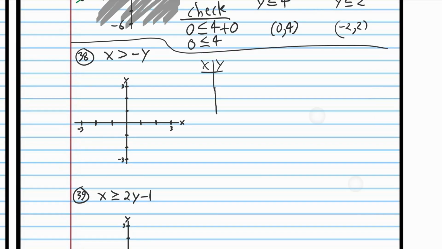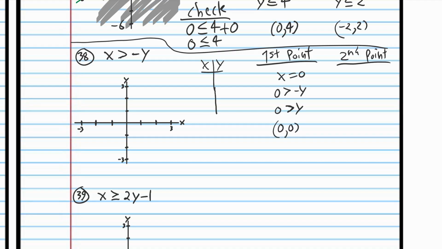So again, we're just going to pick 2 points, and I'm going to let x be 0. Then 0 is greater than negative y, and divide both sides by negative 1, and you get 0 is equal to y. So that point is 0, 0. And now I'm going to try x is equal to 1. Then you get 1 is greater than negative y. And again, divide both sides by negative 1.